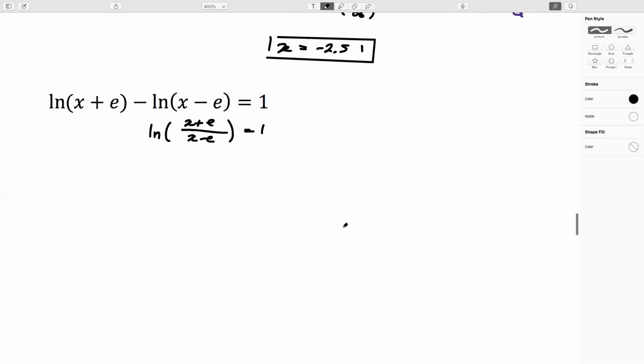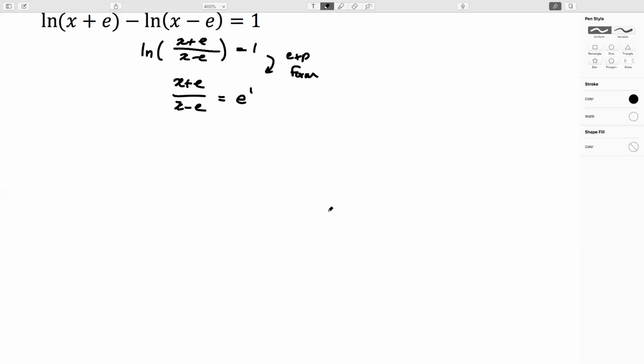All right. And now I'm going to convert this into exponential form. What that means is the base of this log to this power has to equal the argument. So x plus e divided by x minus e equals e to the 1. All right, so now we need to solve for x. I'm going to multiply by x minus e first and foremost. So x plus e equals e times x minus e. That means x plus e is going to equal ex minus e squared.